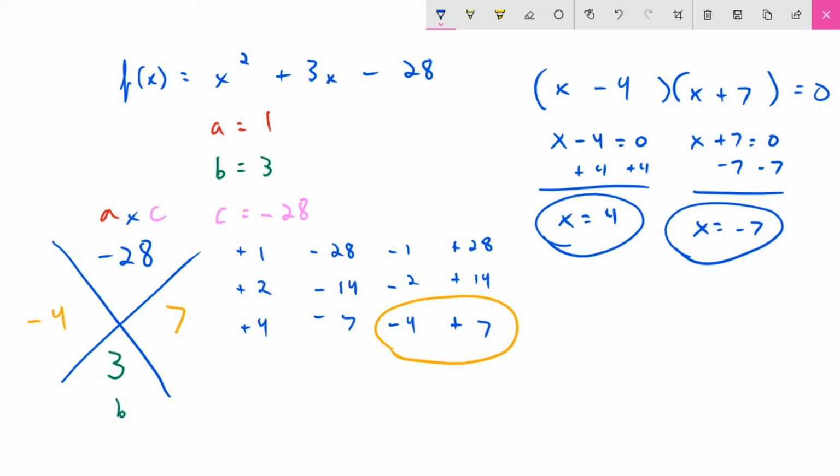But that's all there is to factoring basic quadratic functions, and you should be able to do that worksheet on your own now, guys. So with that, see you in the next one.